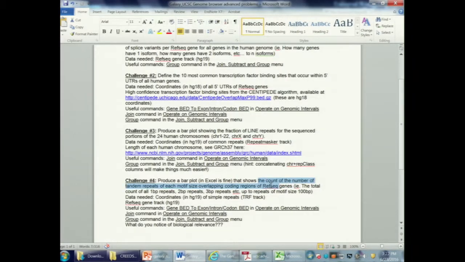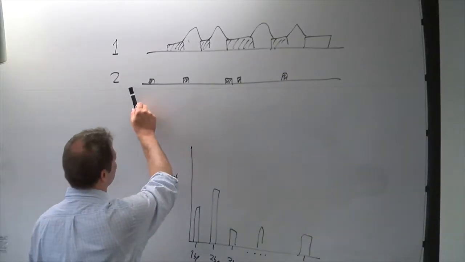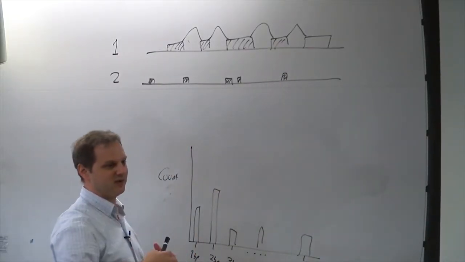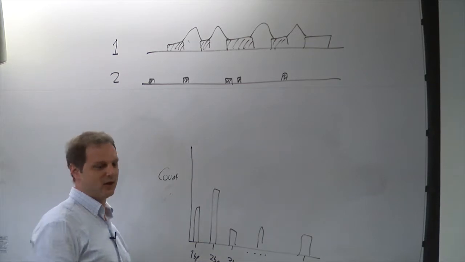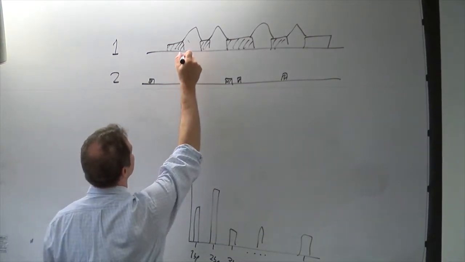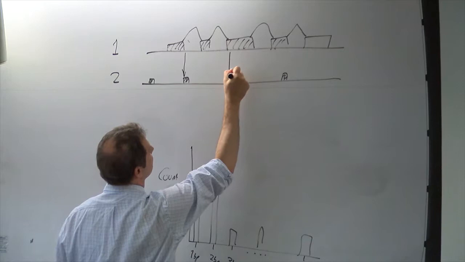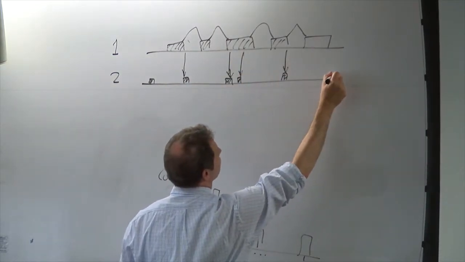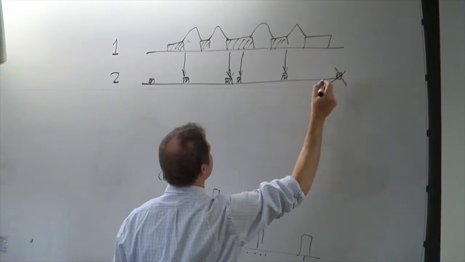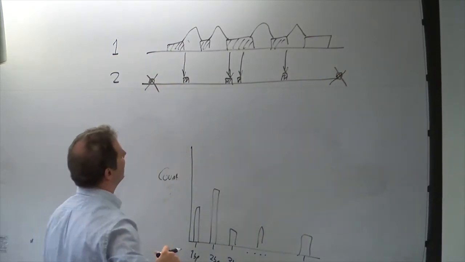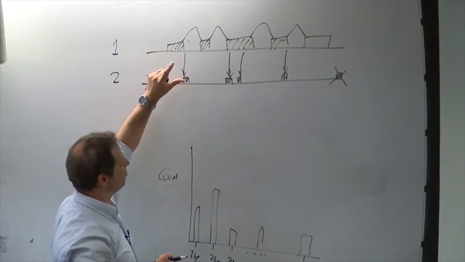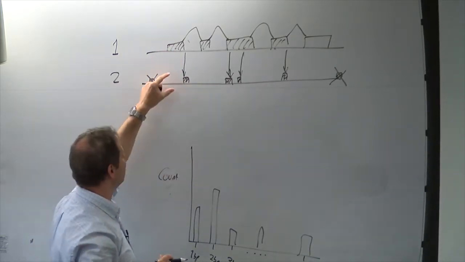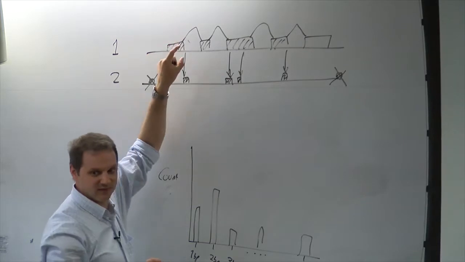we want to count the number of tandem repeats of each motif size that overlap the coding regions of the genes. So the first thing we need to do is filter our set of all tandem repeats we downloaded and output only the tandem repeats that overlap the coding regions. So that will basically be this one, this one, this one, this one. Let's say there's another one here. So that one will go away, that one will go away. And the way we'll do that is by basically joining those two together and saying, only tell me the tandem repeats that overlap the exons. Yeah?